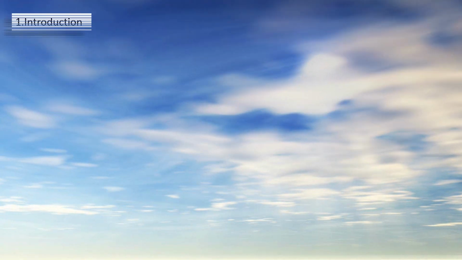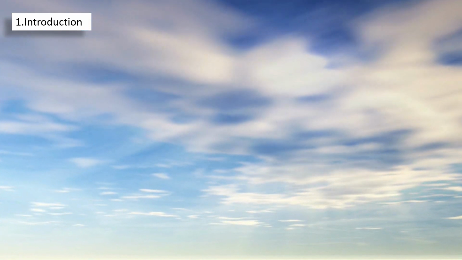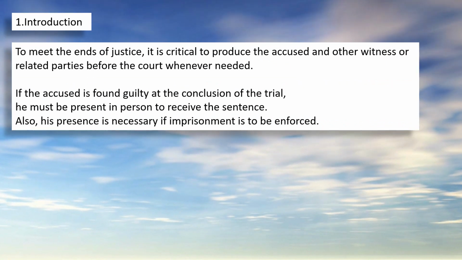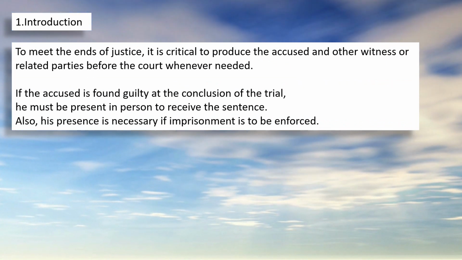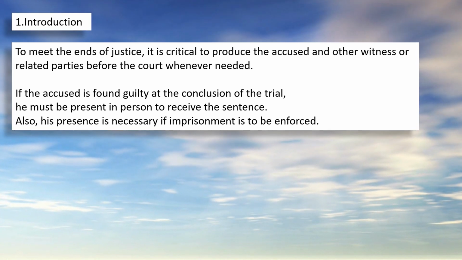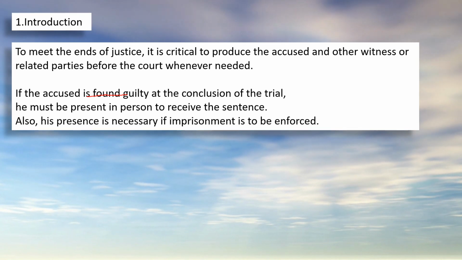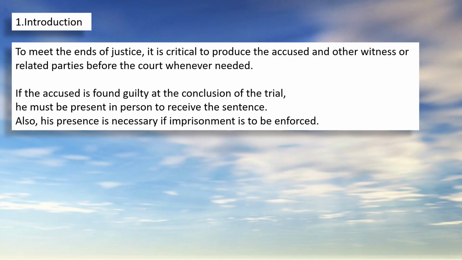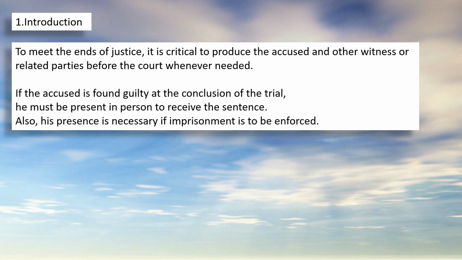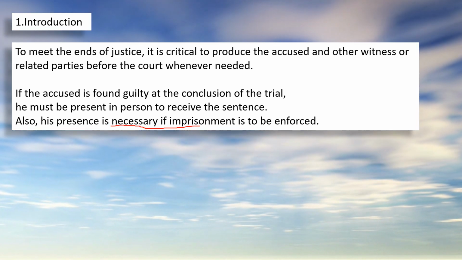Now let's come to the point of how to attempt this question in any examination. Let's begin with the introduction. To meet the ends of justice, it is critical to produce the accused and other witnesses or related parties before the court whenever needed. If the accused is found guilty at the conclusion of the trial, he must be present in person to receive the sentence. Also, his presence is necessary if imprisonment is to be enforced.